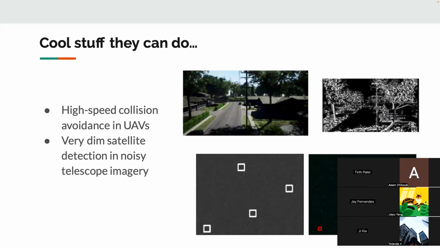So what can they do? What can you do with this? High-speed collision avoidance in UAVs. These are from my previous work. Microsoft has a simulation environment called AirSim, if anyone's familiar with it. We're doing UAV navigation and collision avoidance. They also run a race, a competition. This is from the AirSim environment, which is just Unreal Engine.